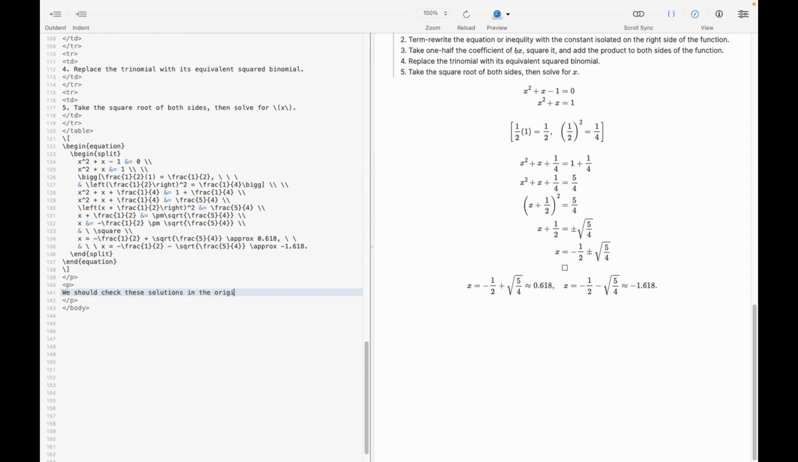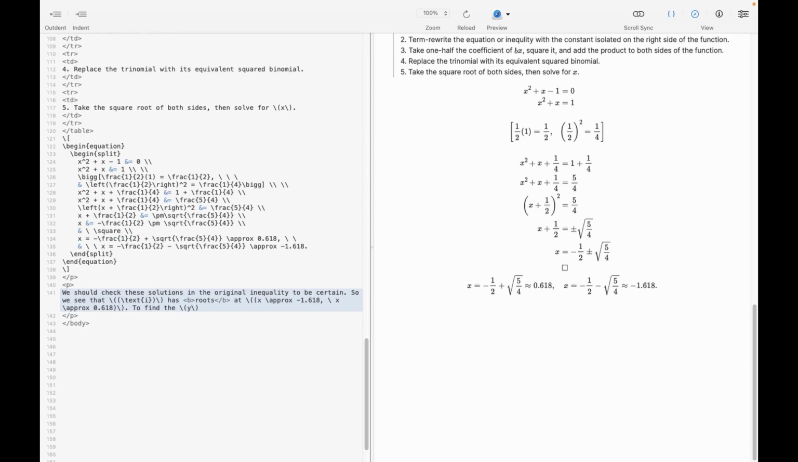Of course, we should check these solutions in the original inequality to be certain. And so we see, having done that, that y greater than or equal to x squared plus x minus 1 over 2 in standard form has two real solutions at these values.